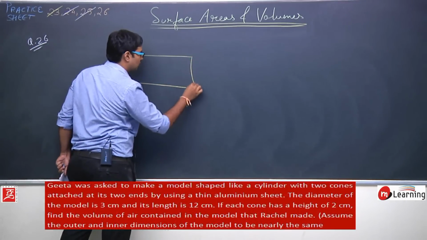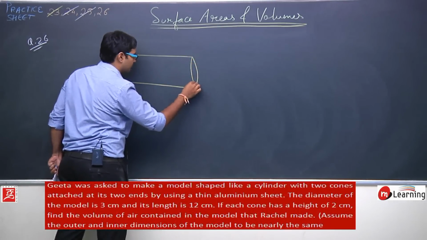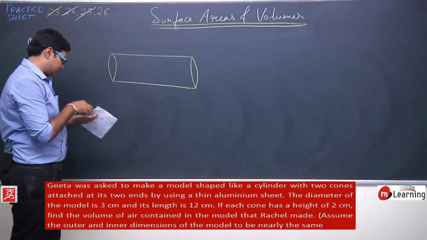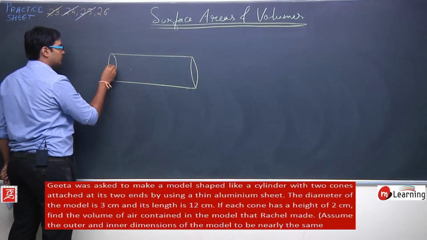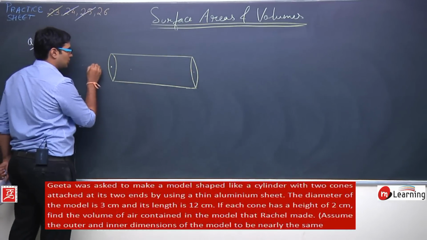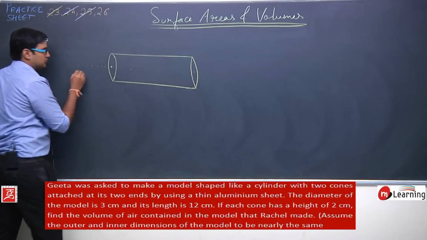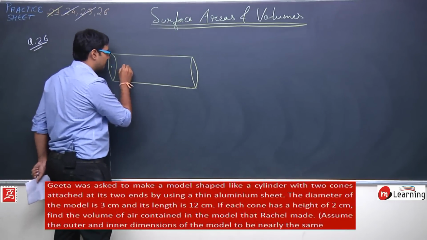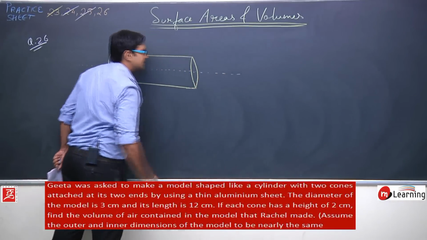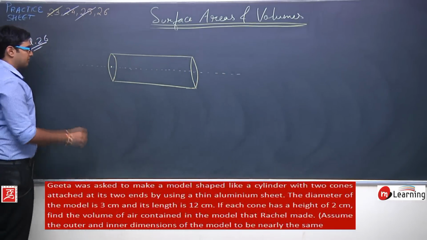This is the cylindrical model. On this cylindrical model, there are two cones at two ends. So I can assume this as the axis of the cylinder. Axis means the line joining the centers of top and bottom.